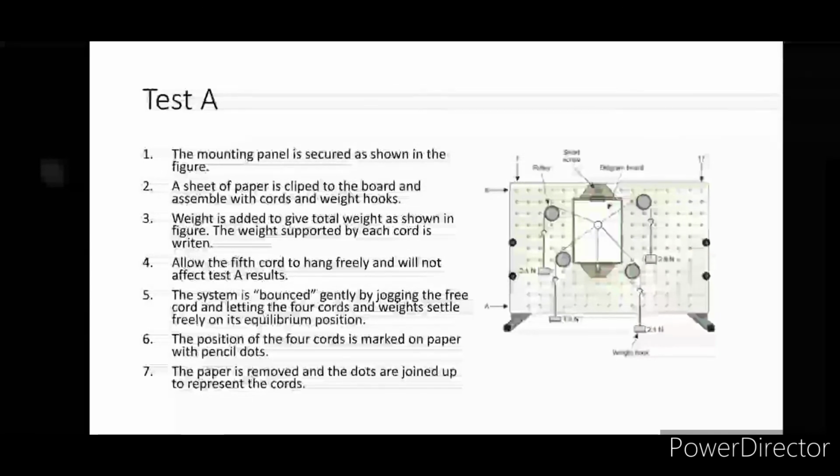For this experiment, we divide into two tests, which is test A and test B. This is the procedure for test A.